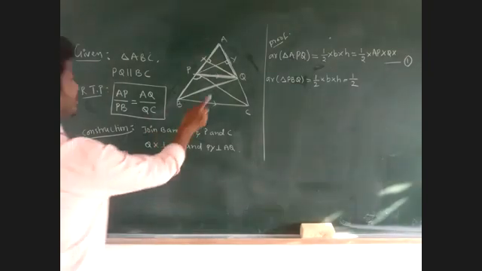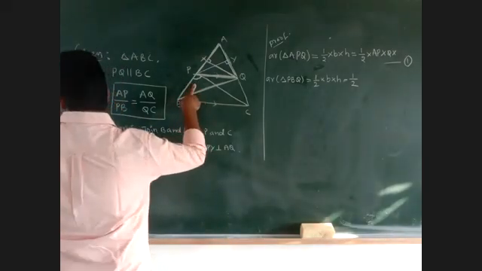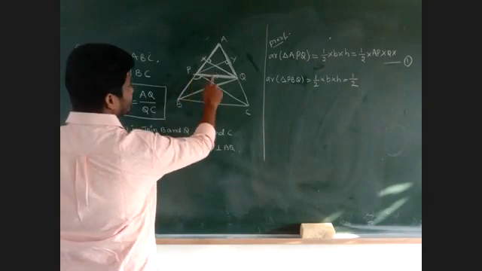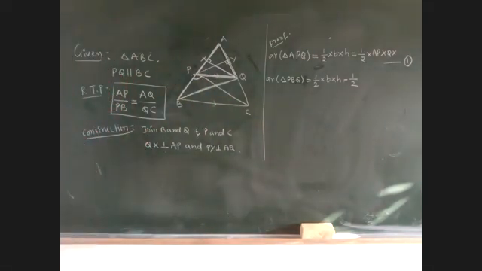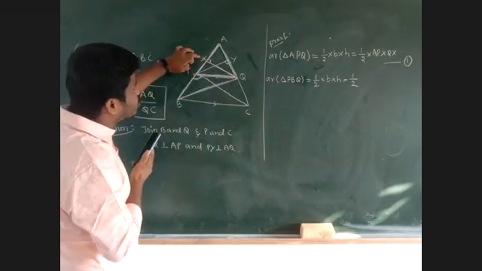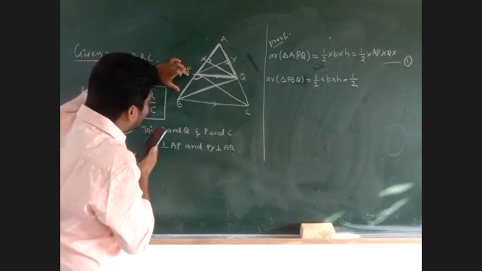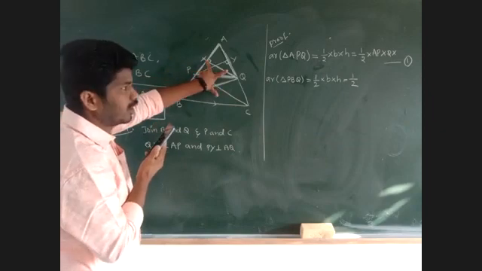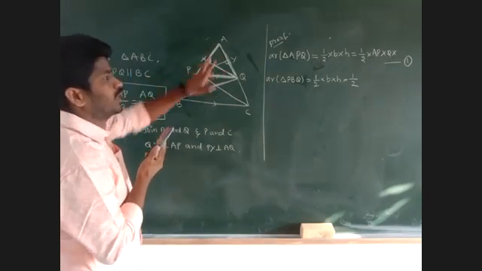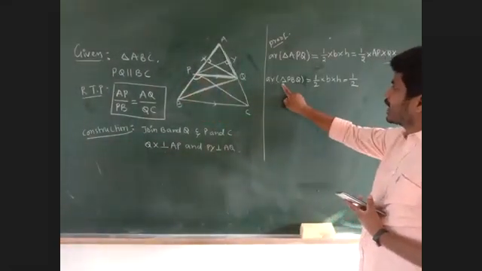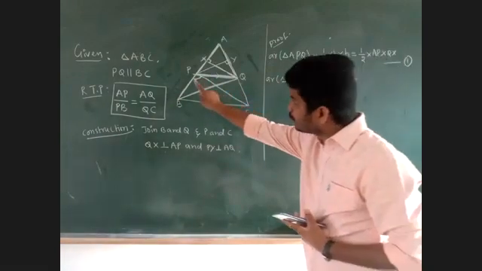That is a very important point. Height is not PQ. Most of the students write base equals PB, height equals PQ. This is a wrong step. This is an obtuse angle triangle, that's why the height should be outside of the triangle. If you take base as PB, height is QX.